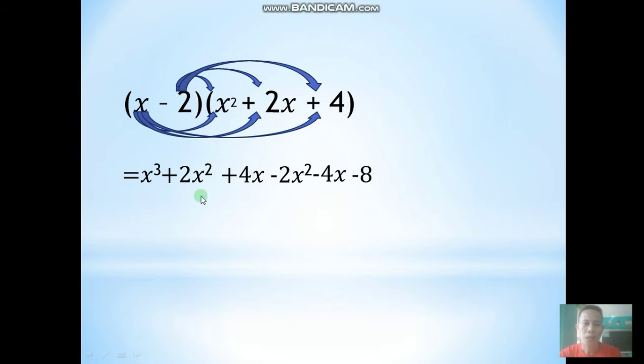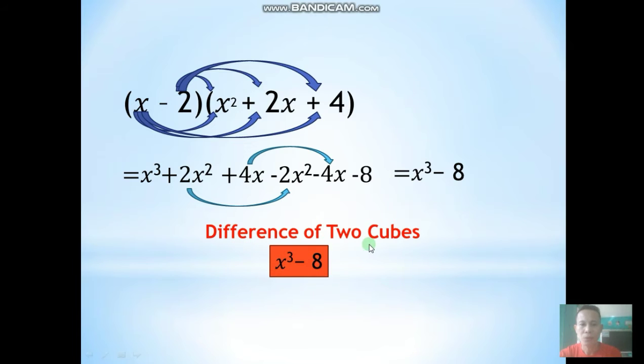After doing so, we will combine similar terms. In this case, we have similar terms with the same numerical coefficient but opposite signs, so these become 0. What remains in this expression is x cubed minus 8. This is what we call the difference of two cubes. Why difference of two cubes? It is because the operation here is subtraction and both terms are perfect cube numbers.